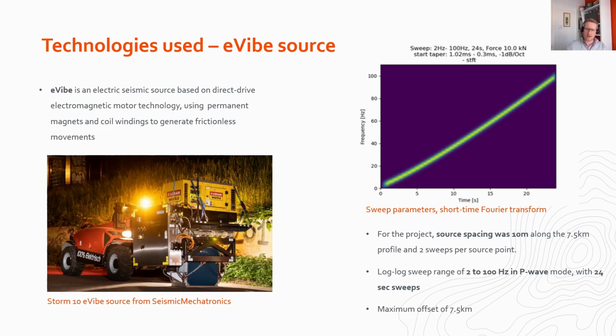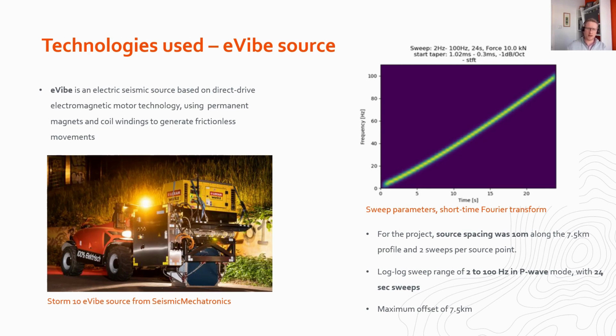It's an electric seismic source, and it's based on a direct drive electromagnetic motor. So this uses permanent magnetics and coil windings to generate frictionless movements. And what this really enables is that it delivers a strong and powerful source in a relatively compact box. And I think moreover, when used on an electric vehicle, zero carbon acquisition can be made possible, really eliminating any CO2 emissions from this source activity.